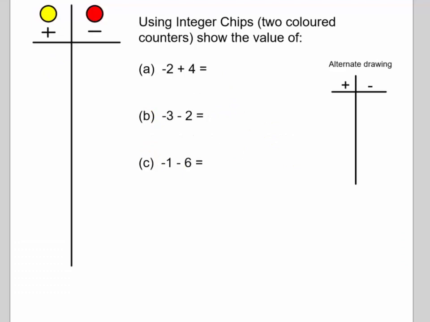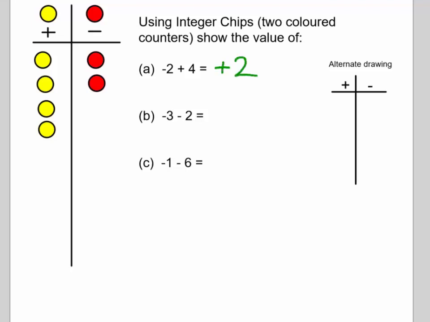All right, so let's try a couple more. Negative 2 plus 4. If you want to pause this and try all of these in advance, by all means. I'll show you an alternate way of drawing these. You don't have to use chips. You can just use whole numbers if you like. So we're going to start with negative 2, and then I'm going to add positive 4. And I should see the 0 pairs at the top cancel out, and I'm left with 2 unbalanced positives.